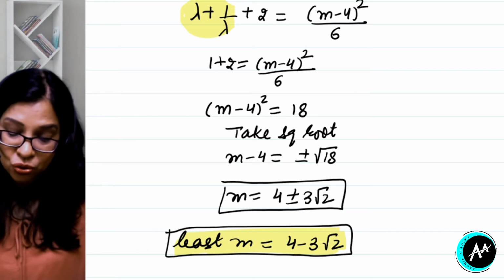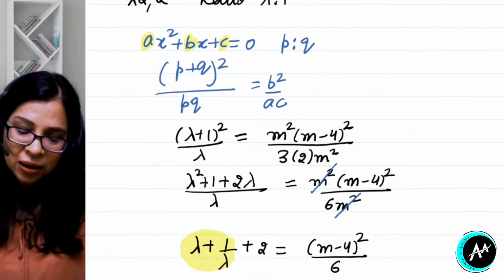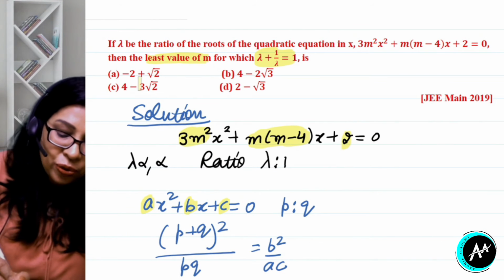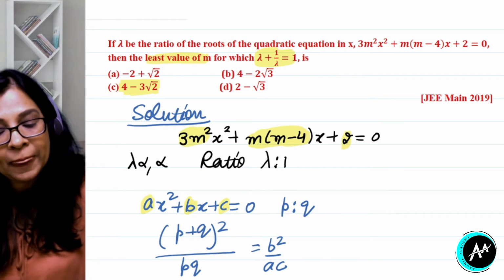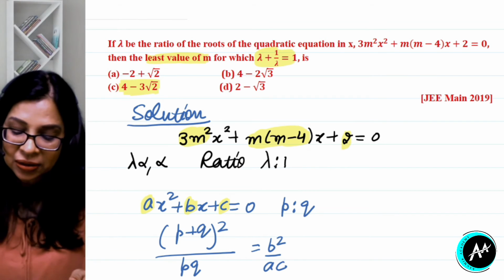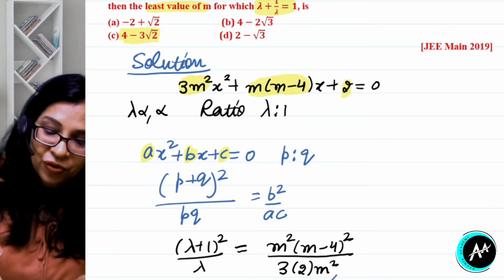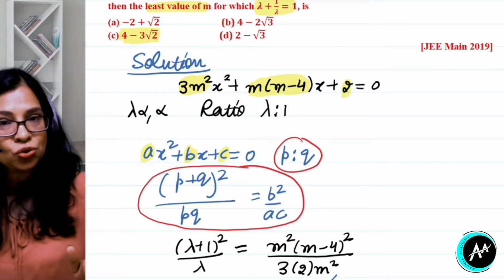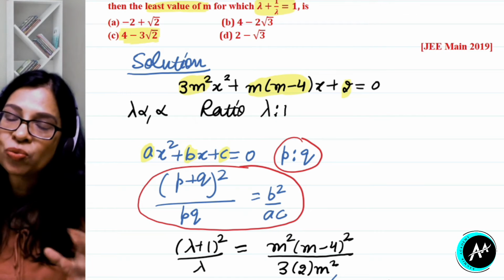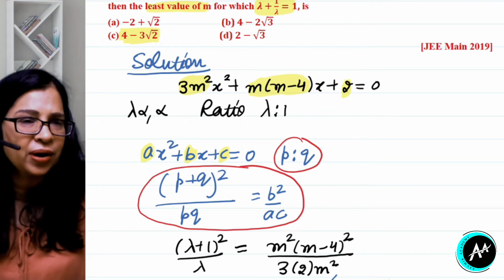Got it? So which is the option? Let us check. So 4 minus 3 root 2 is option C. So option C is going to be correct. So which direct result have we used? This one. As you can see, we are using this direct result, that if roots are in the ratio p is to q, then (p plus q) whole square upon pq is b square upon ac.